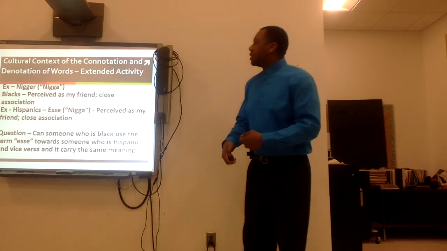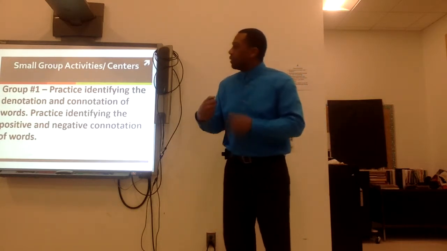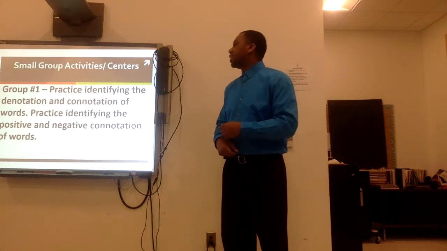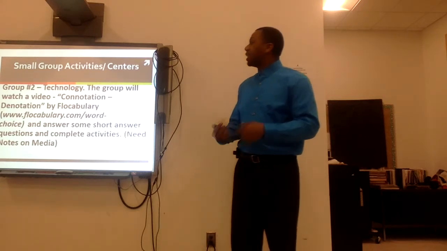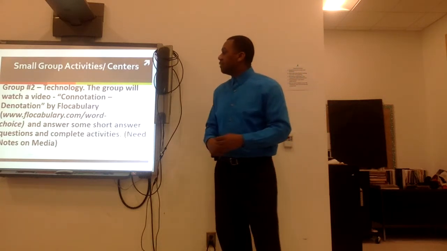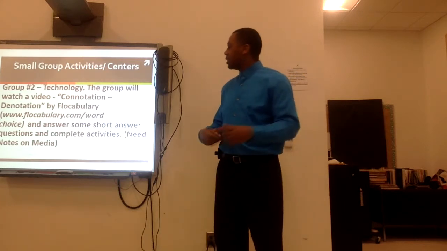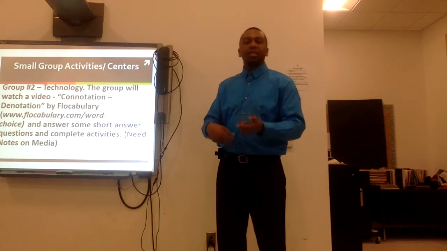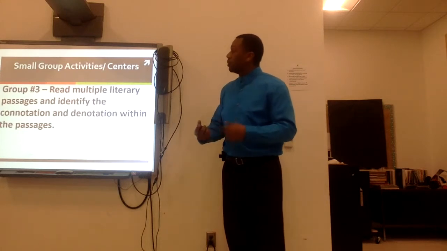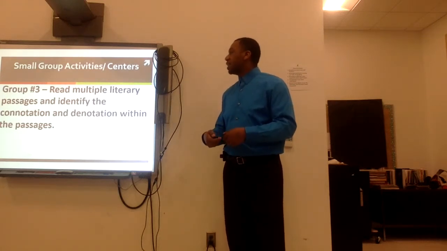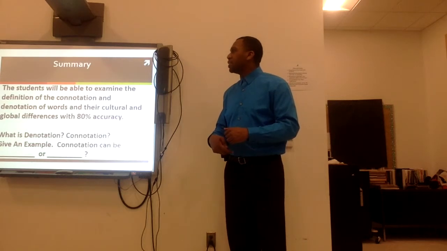All right. So what you're going to do now is be broken up into small group activities. The first group is going to practice identifying denotation and connotation and looking at the positive and negative connotation of words. Group number 2 will take a look at the technology piece, where you're going to look at a video on denotation, basically a music rap, and answer short questions, complete activities, and reinforce some of the notes you used when we talked about digital and print media. And group number 3 is going to be assigned to read multiple literary passages and identify the connotation within the actual passages.